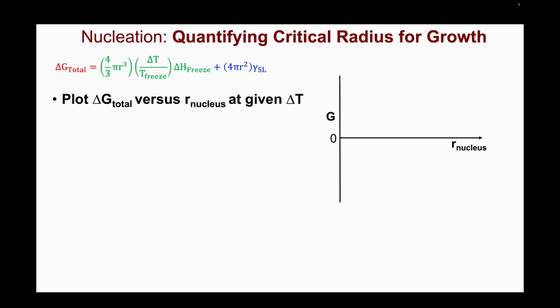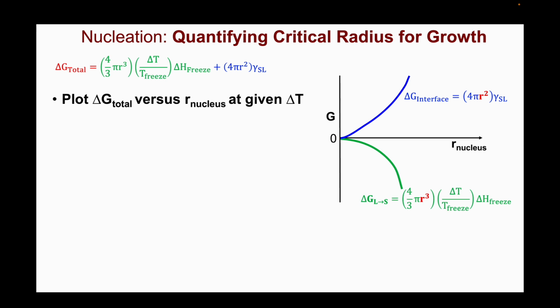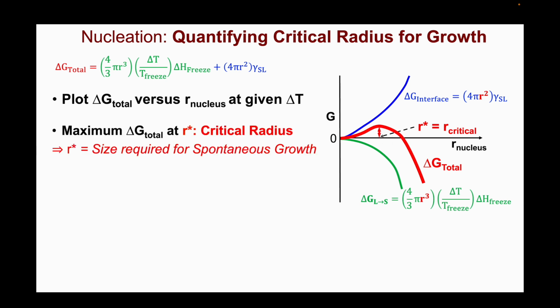Now we can plot the favourable and unfavourable parts of our equation as a function of radius. We see the favourable term becomes more negative with an r cubed dependence, while the unfavourability of the interface scales with r squared. Therefore, their sum, delta G total, shows a maximum at a certain value of r, which we call that critical radius, r star. R star is the size required for spontaneous growth of the nucleus.